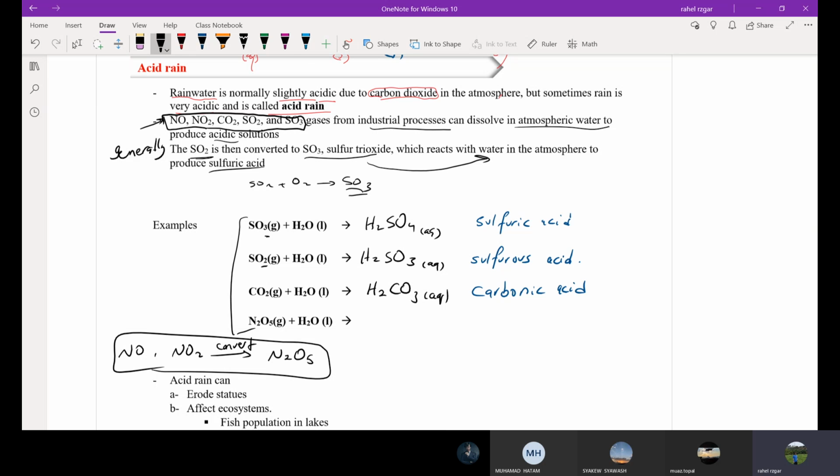It's a more stable compound than NO and NO2, and they will form HNO3, but 2 HNO3 to balance it. Which is called nitric acid. So these are the acid rains.